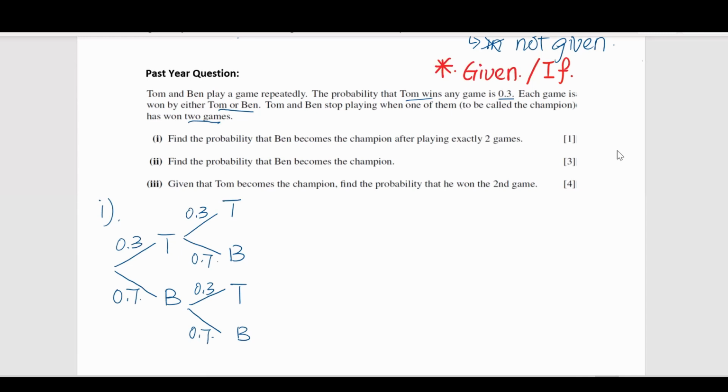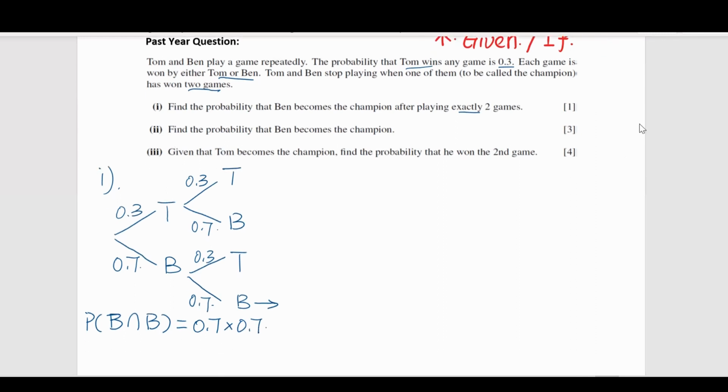Now, answering part 1, find the probability that Ben becomes the champion after playing exactly 2 games. It means that we're looking at the probability that the first game is won by Ben, and the second game is won by Ben. As we can see in the tree diagram, this is the outcome that we want. So the probability that Ben won the first game is 0.7, and the second game is also 0.7. So it's 0.7 times 0.7, and the probability is found to be 0.49.